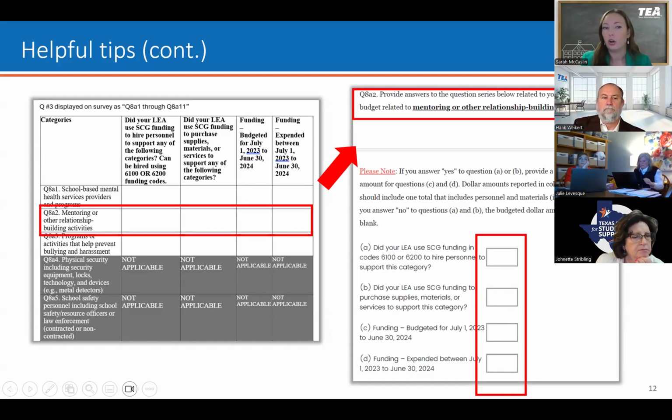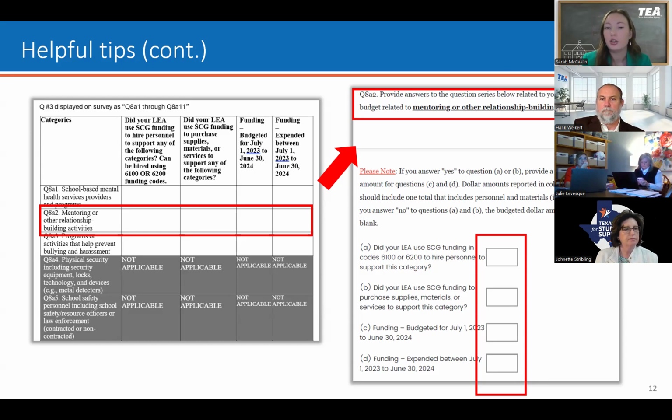And then you'll work your way down. So Q8A2 is all about mentoring or other relationship building activities. Did your LEA hire personnel? Did your LEA purchase supplies, materials, or services as it relates to mentoring and other relationship building activities? Yes, no. If the answer was yes to either one or both, then you'll put what was budgeted, what was spent during the reporting period, and this aligns with the second question on your Qualtrics survey.